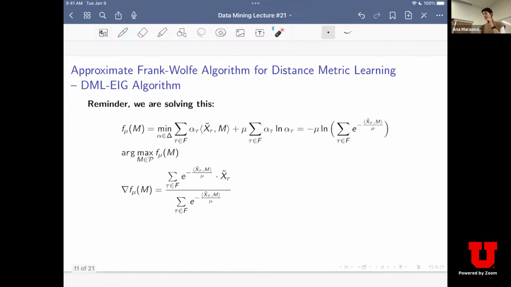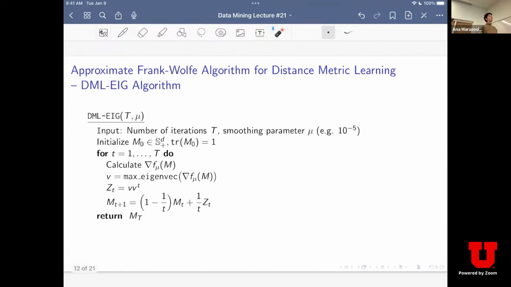All right, so going back to our smoothed version and our optimization problem, with these iterative optimization approaches like gradient descent, we are going to need a gradient. The gradient of this smoothed function f is this big term over here. And that brings us to our algorithm, which is known as either the approximate Frank-Wolf algorithm for distance metric learning, or as DML-eig, which stands for distance metric learning for eigenvalues.